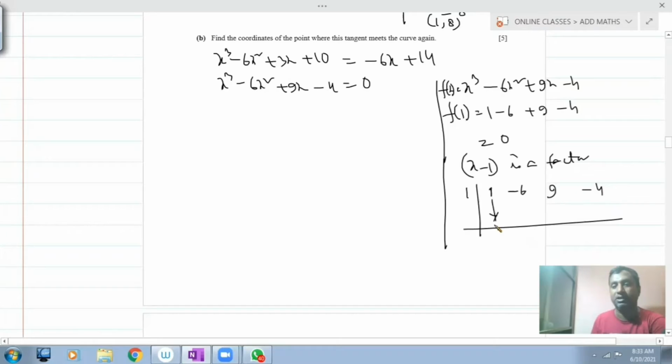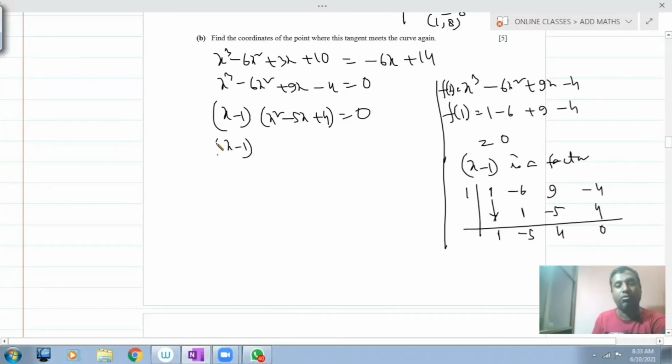Let me fix it here directly. 1, 1, 1 minus 6, that is minus 5. And minus 5, this is 9 minus 5, 4, 4 minus 4, that is 0. So it is becoming (x minus 1) and (x squared minus 5x plus 4) equals to 0.